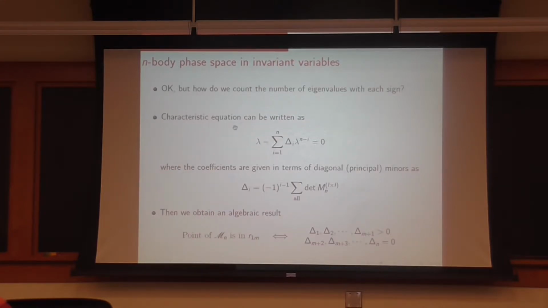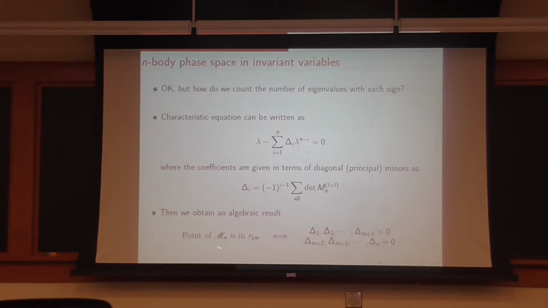Okay, now how can we give an algebraic expression of this number of positive and negative eigenvalues? It's done by just looking at the characteristic equation for the matrix. And we encounter these delta coefficients for this polynomial. Those coefficients correspond to so-called diagonal minors of this matrix. So imagine the whole matrix. A diagonal minor is just removing some number of rows and the same number of columns.